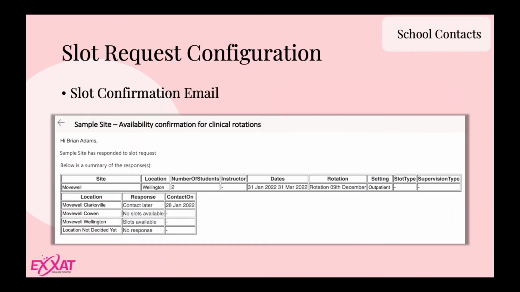All right, so here's another sample email of the availability confirmation for clinical rotations. So this is what you'll see when you get it. It just says sample site has responded to the slot request, and then you'll see the summary. So it's basically the same thing that the site is receiving. Very, very similar.